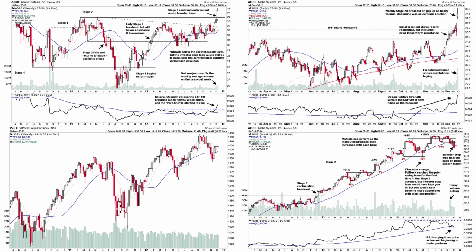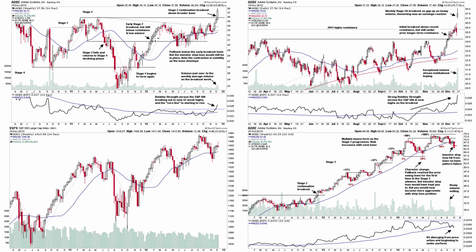So as the S&P 500 based, the stock started to base, and we started to get a similar sort of pattern, and we started to see Adobe start to outperform, as you can see from the relative strength line, and it moved above the 0 line as it made an early stage 2 breakout here at the start of 2012. However, the breakout wasn't on any kind of significant volume, and it was in a zone of resistance from the previous breakout here.